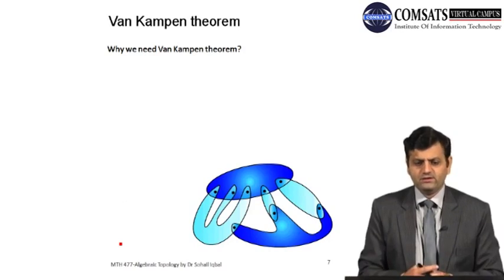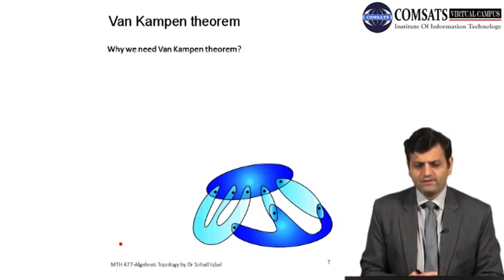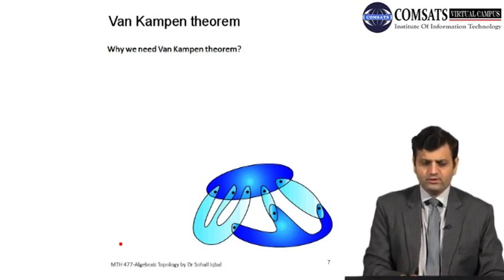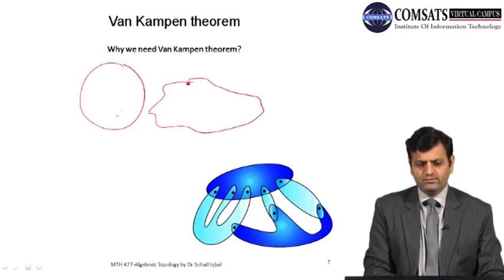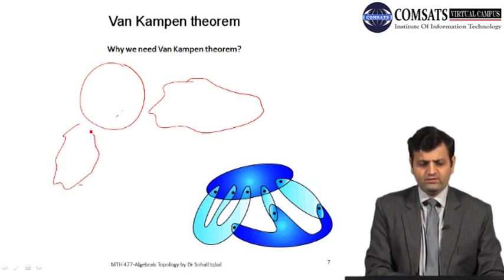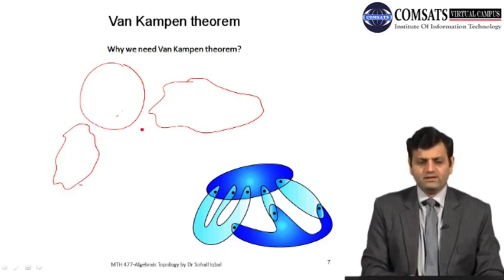Our next section is Van Kampen's theorem. So what is Van Kampen's theorem? We know what a fundamental group of a space is. Now if I have a space which is basically a collection of path connected components, then we know that each path connected component has its own fundamental group.